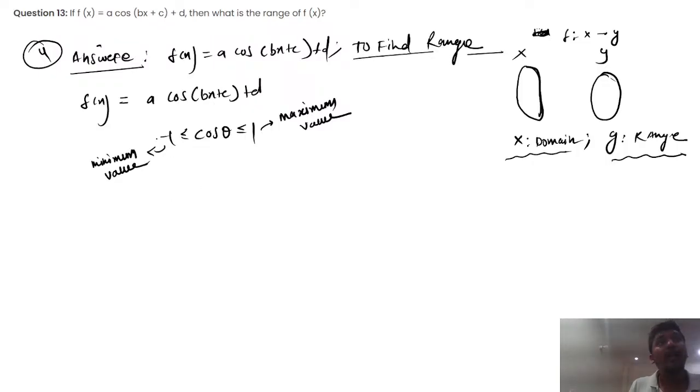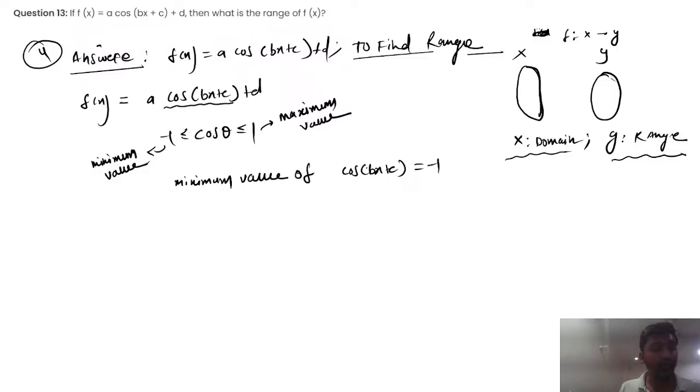And we know that cos theta is less than or equal to 1 and greater than or equal to minus 1. So in this case, the minimum value of cos bx plus c is what? It is minus 1, because the minimum value of cos theta is minus 1. So what can we write? Can anybody tell me?